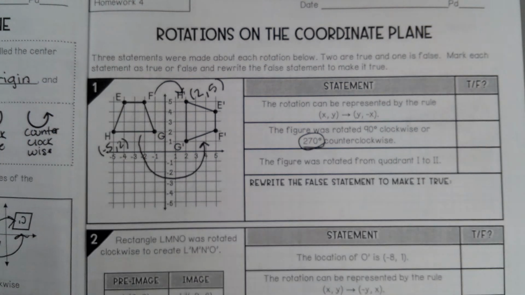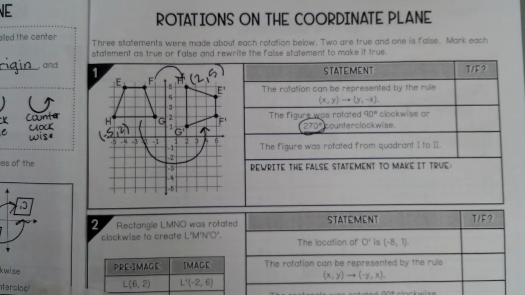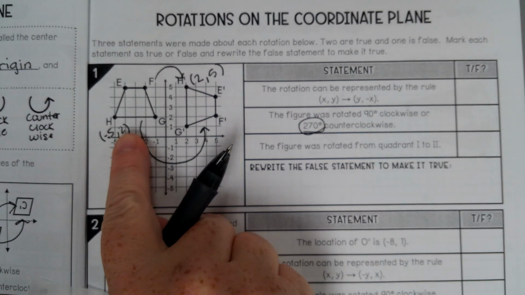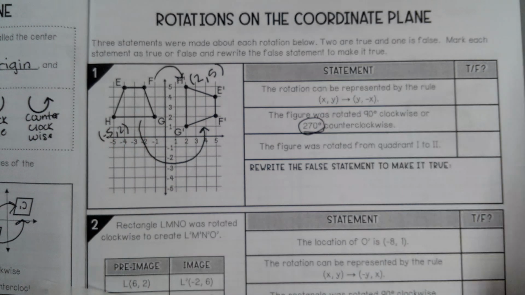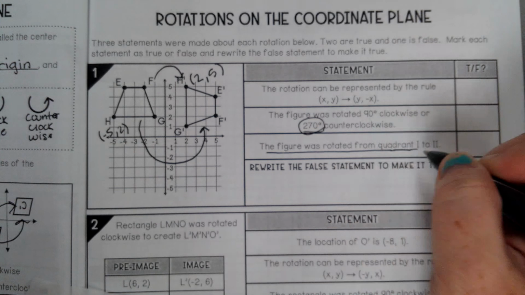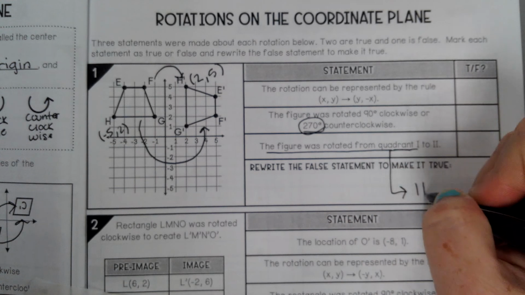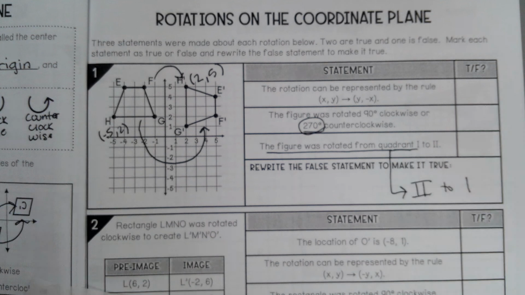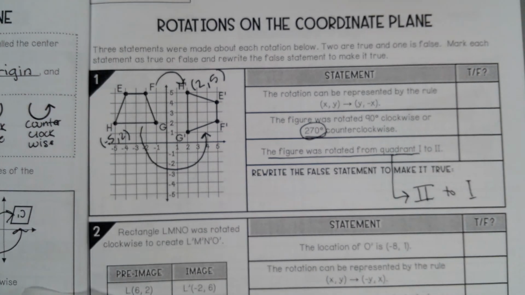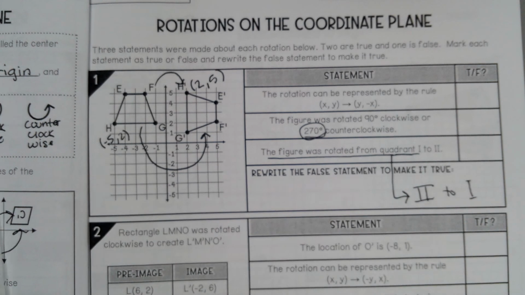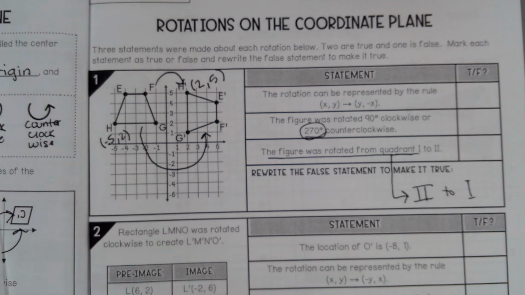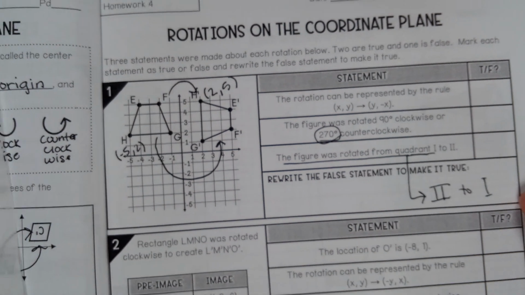That is not true. How would you make it true? So if this is false, what really happened? Quadrant 2 to quadrant 1. Rotated from quadrant 2 to 1. You can rewrite the whole sentence. I guess you didn't need patty paper. Alrighty. Next.